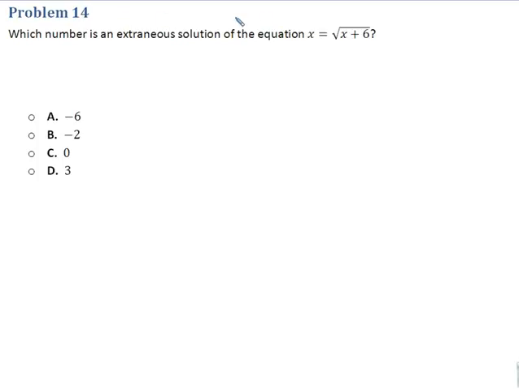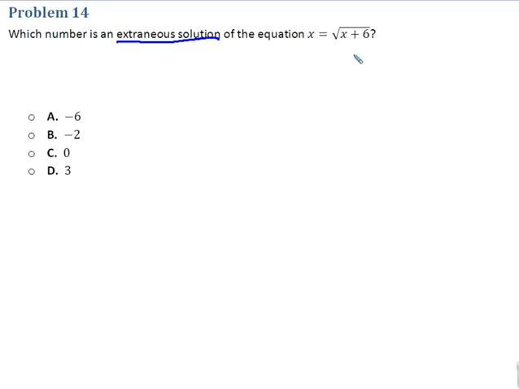Okay, problem 14 asks, which number is an extraneous solution of the equation x equals square root of x plus 6? Now remember, when we say extraneous solution, we're talking about a solution to the part of the equation that doesn't actually work for the original equation. And that's going to be something that shows up a lot with square root equations or radical equations.